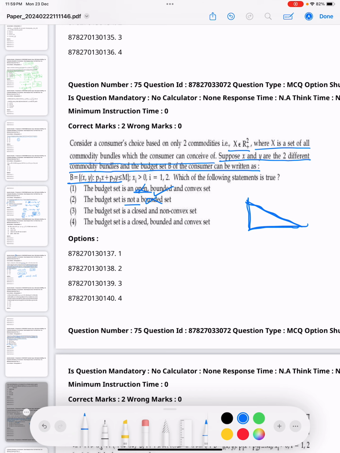It is closed and convex. A convex set has a property that if you take any two points within it, the line between them would lie within the set only. So this is a convex set. Irrespective of what points you take, it would lie exactly in it. So option 4.